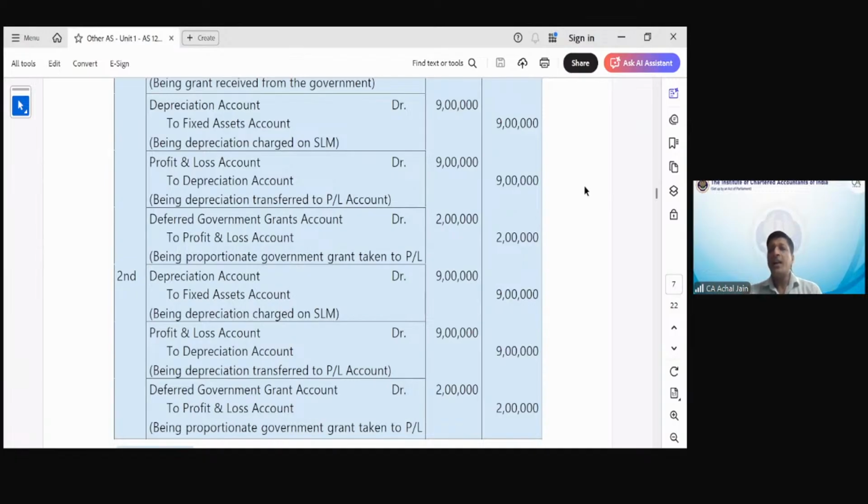I can see Anil has answered this. He has shared the accounting entries. Very good, Anil. Yes, Pawan, what's your query?